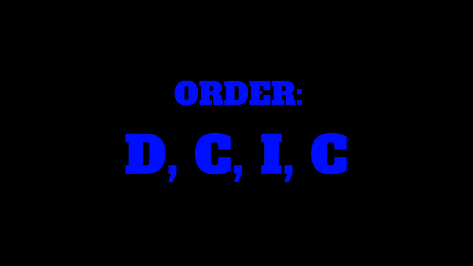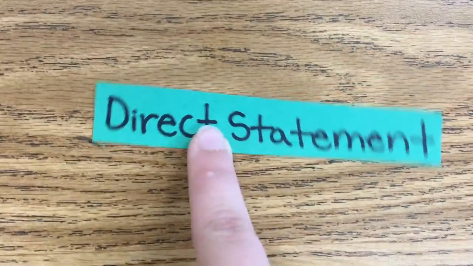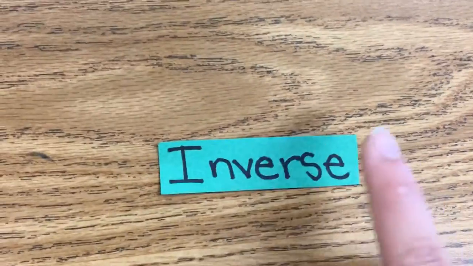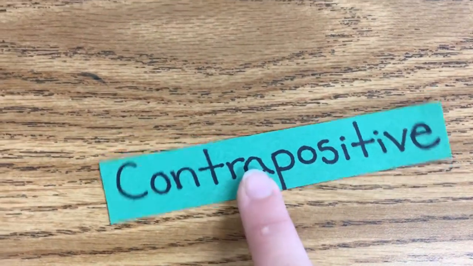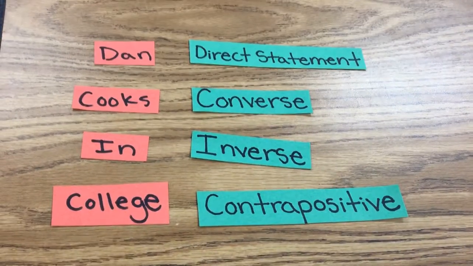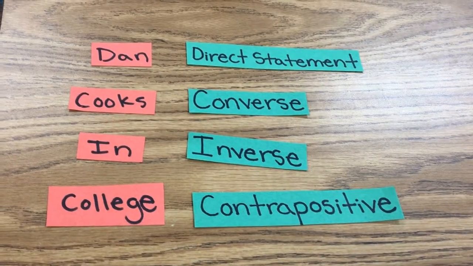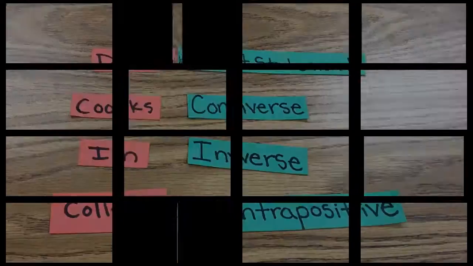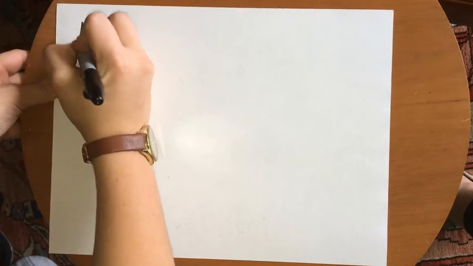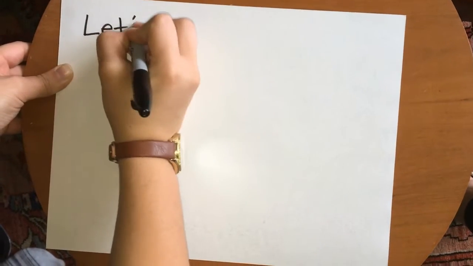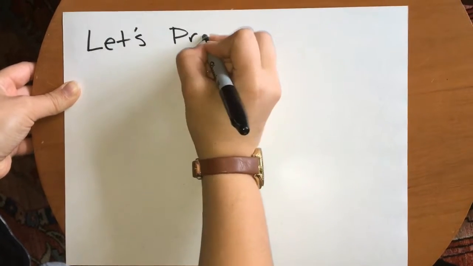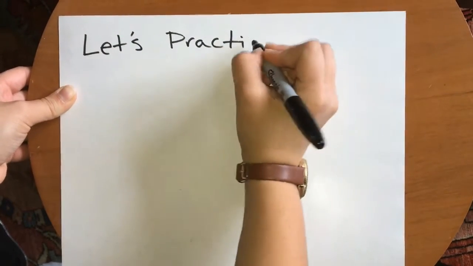To remember these, we put them in order of how we stated them in this video. D, C, I, C: direct statement, converse, inverse, and contrapositive. The mnemonic device that we have made to remember this order is Dan cooks in college. Always remember that the first two are positive and the last two are negative. Just like cooking is fun and positive, but schoolwork is work and negative. So when you say Dan cooks in college, you will be able to remember these statements.